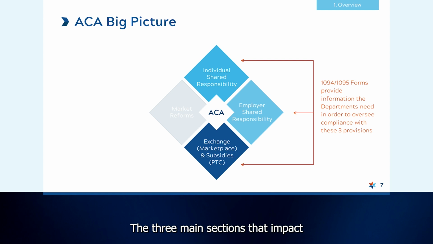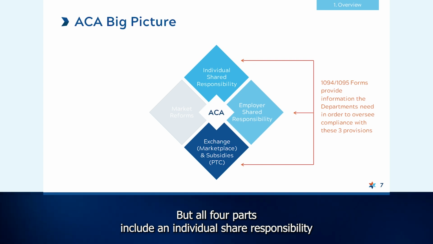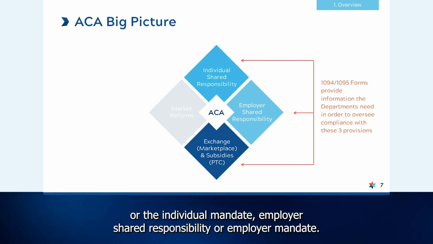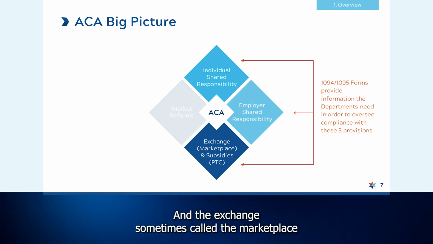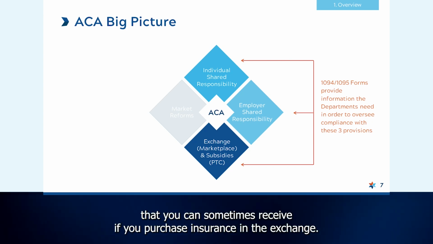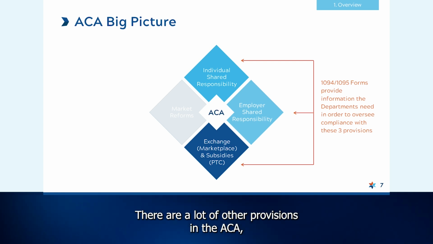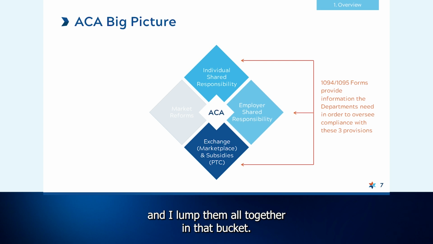The 3 main sections that impact 1094, 1095 reporting are here on the right of our diagram. They include individual shared responsibility, or the individual mandate, employer shared responsibility, or employer mandate, and the exchange, sometimes called the marketplace, and the subsidies, or the premium tax credit is the technical name for them, that you can sometimes receive if you purchase insurance in the exchange. And then on the left-hand side is market reforms, and those are a lot. There are a lot of other provisions in the ACA, and I lump them all together in that bucket.